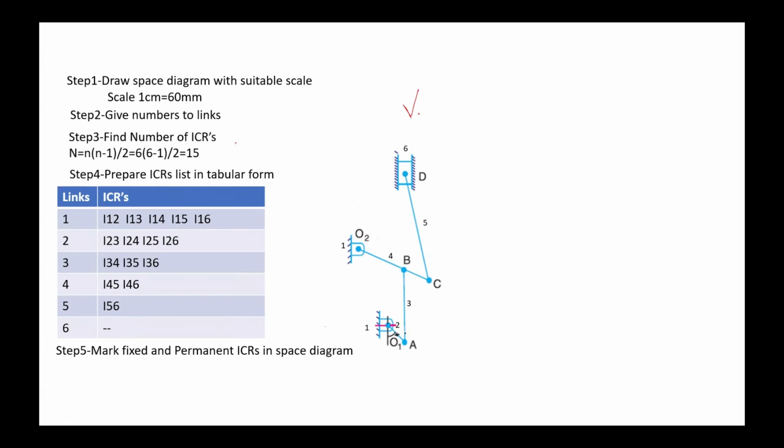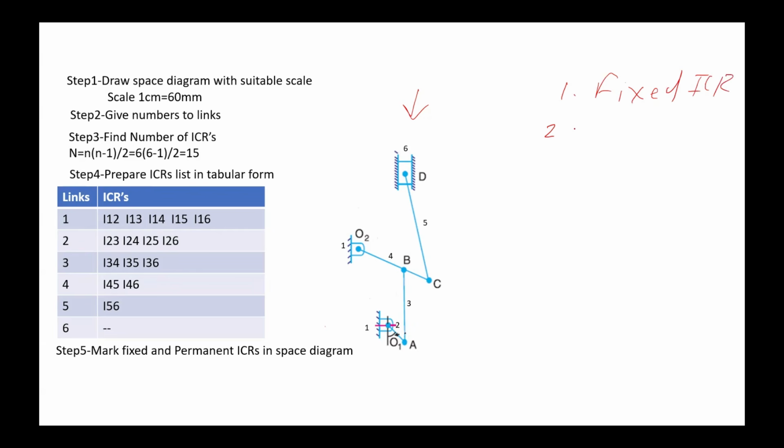This is the space diagram. Those ICRs which by visualization you can locate in your space diagram. So what are those ICRs which you can locate in your space diagram? First one is the fixed ICR. Already you know the ICR types.